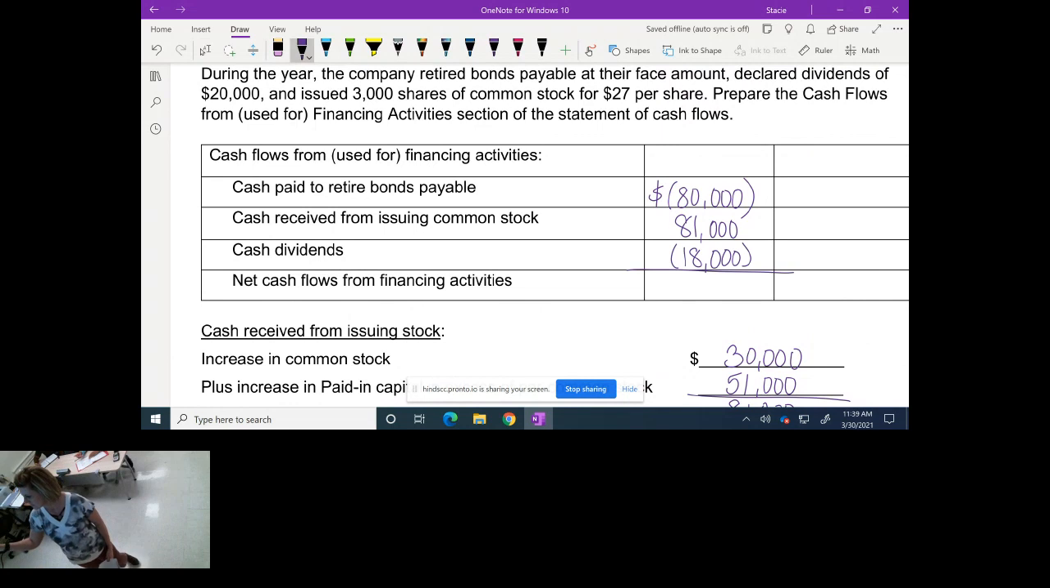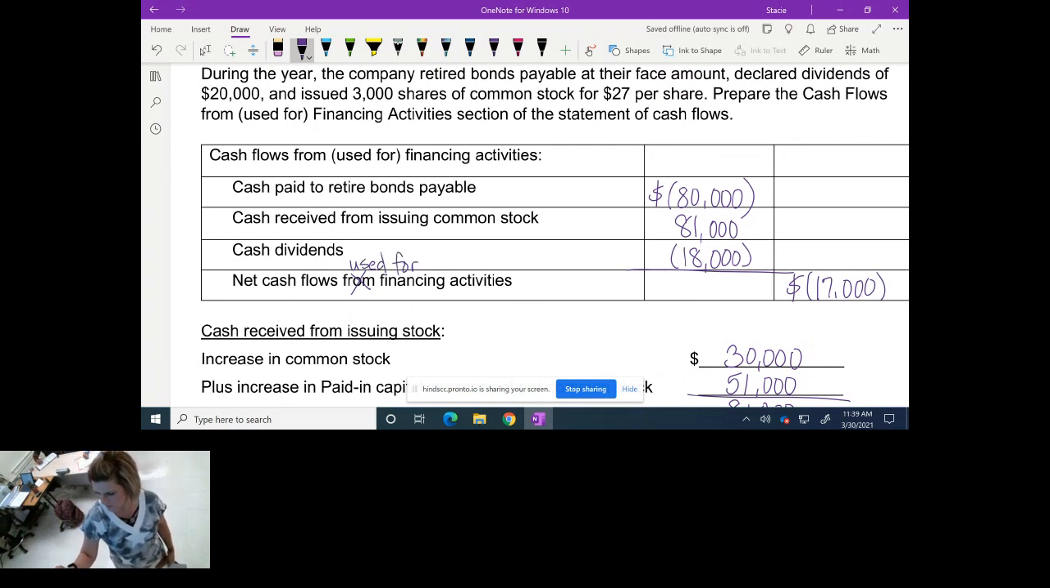Sorry, y'all. It's because I got on my soapbox. All right, so net cash flows from financing. It's not going to be from, because we're going to have a negative number. It's going to be used for. So change that wording to used for.